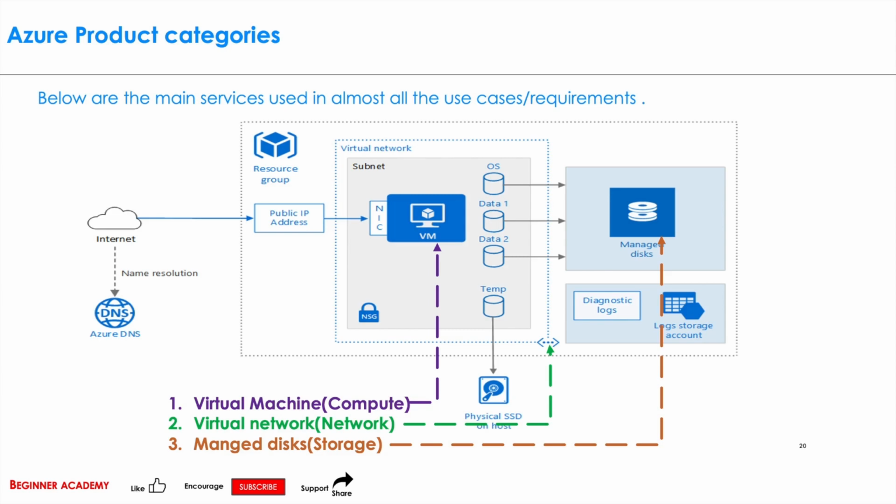Third one being managed disk. If we have a virtual machine, then obviously we would be installing an operating system and WordPress, right? We need storage in order to save all these files. In this case, we use managed disk as part of our storage services to store all the data. Obviously, this managed disk would be attached to a virtual machine. So yeah, this is the high level of all the three services.